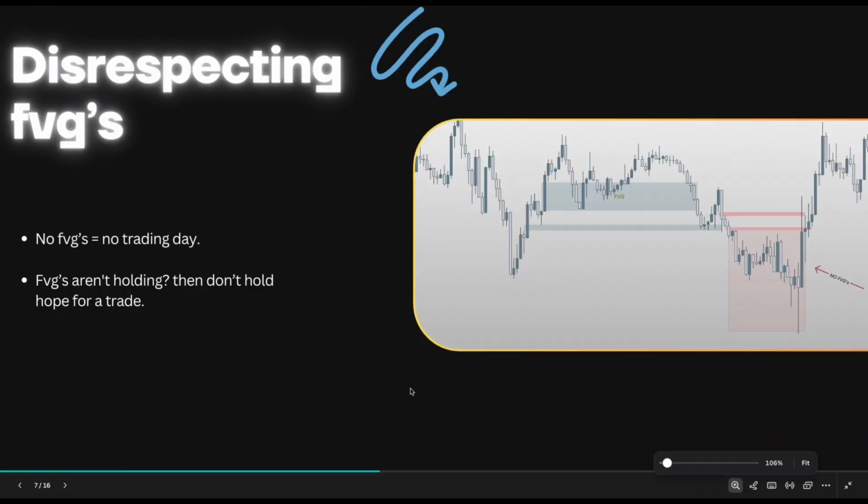All right, so now we have to talk about fair value gaps. Now this is big.